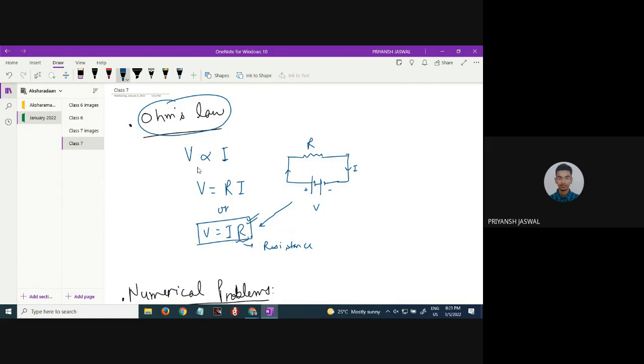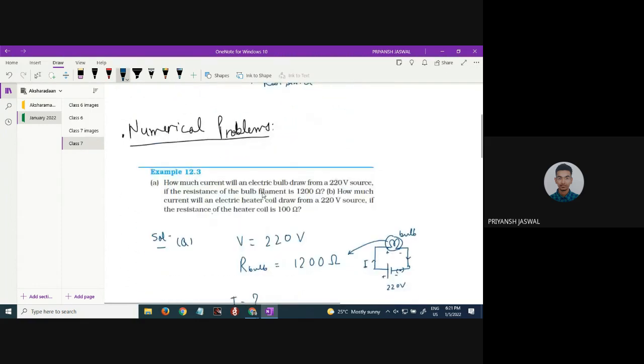Ohm's law was basically the relationship between the voltage across the conductor and current through it. Or you can also say the voltage supplied to the circuit and current through the circuit. So there was a direct relationship. That is, if V increases, then I increases, or if I increases, then V increases. If I decreases, V decreases. So removing the proportionality, we introduced a constant which we call resistance, and this relation V equals IR is known as Ohm's law.